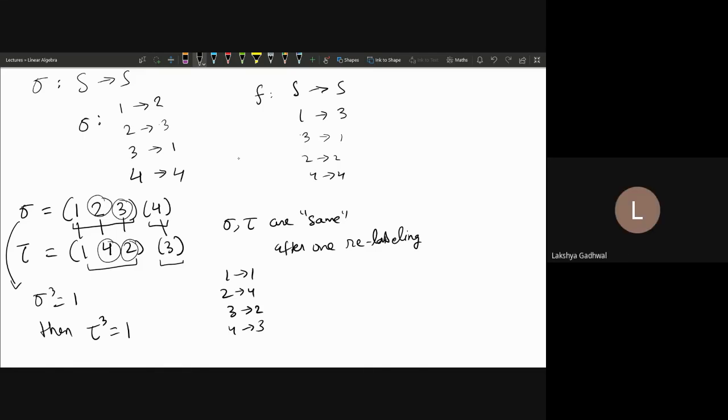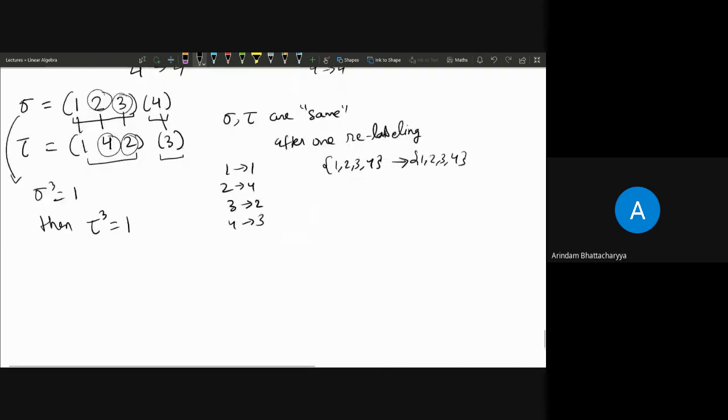What do you mean by one relabeling? We are relabeling three numbers here. Yeah, by one relabeling, I essentially mean a bijection. So the point I'm trying to say is that if sigma satisfies some property, let's say sigma cubed equals 1, then tau also satisfies the same property, because these two permutations are structurally the same. They have the same structure.